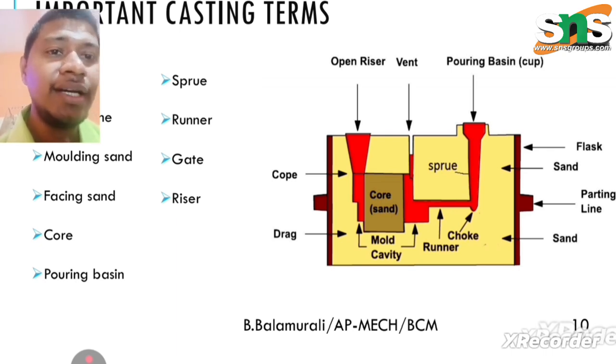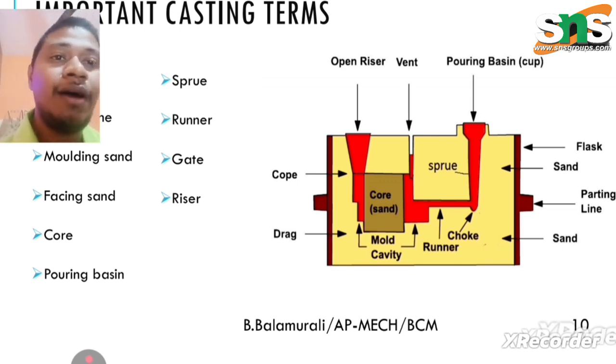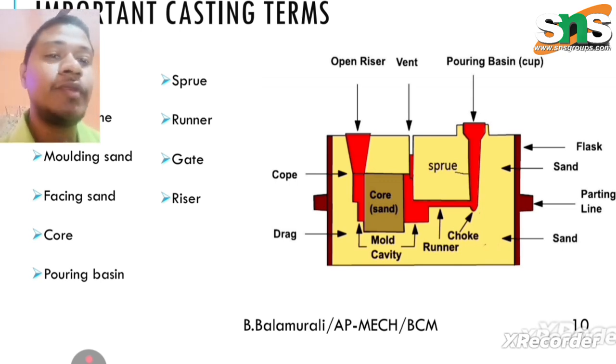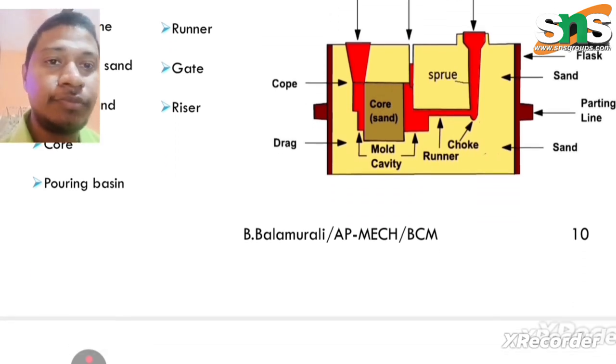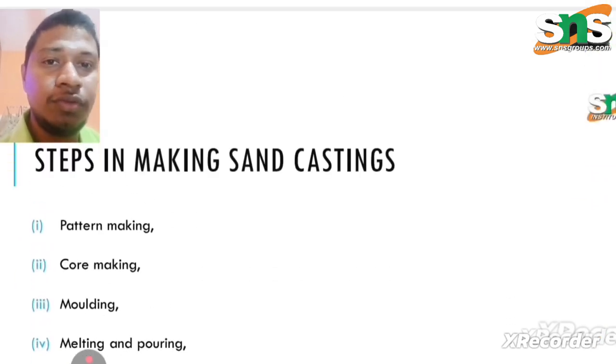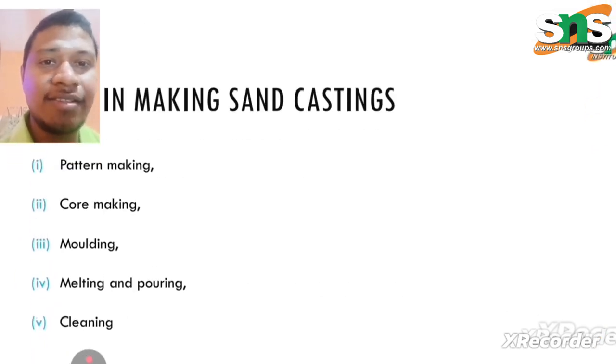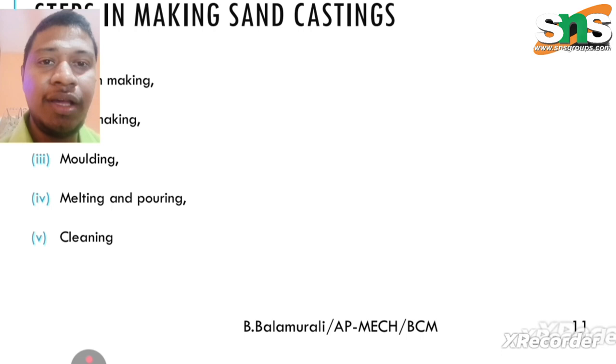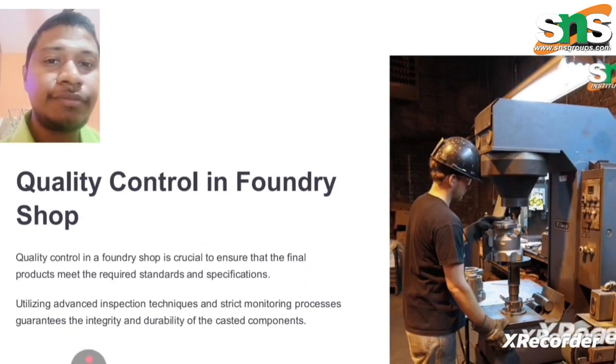After that, through the runner, it will fill up to the riser. So we can ensure that if the molten metal reaches the riser, the cavity is filled with molten metal. After that, we can stop pouring the molten metal into that particular sand mold. Steps in making sand castings are pattern making, core making, molding, melting, pouring, and cleaning.